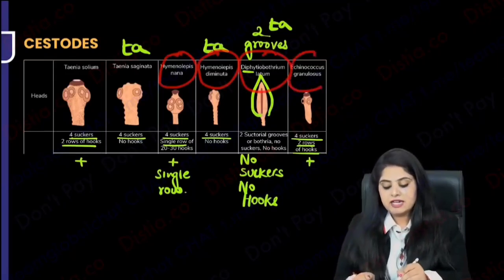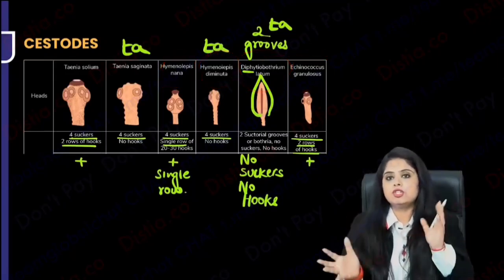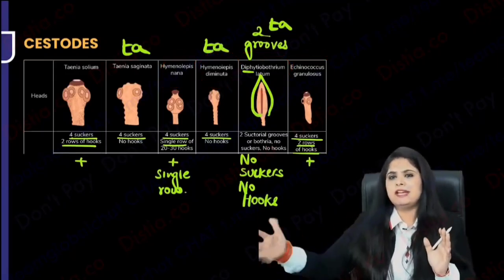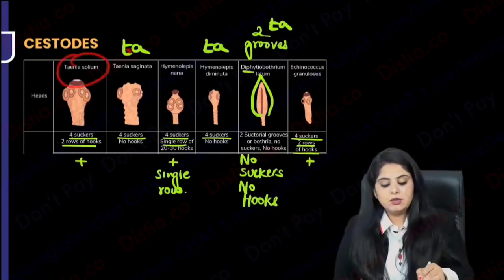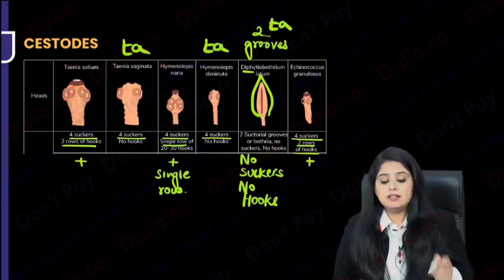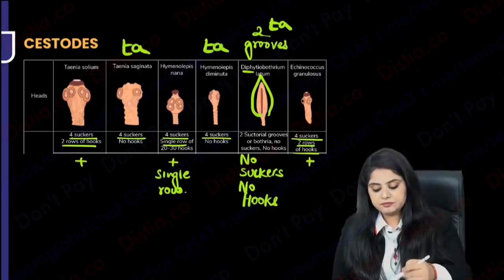Then we had Echinococcus, the dog tapeworm. So dog, sheep, and human is accidental. Taenia solium and saginata: human is there in both. Saginata is cattle and solium is the pig. So now you are ready maybe for some MCQs after so much of listening to me.